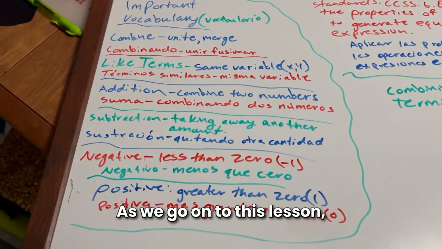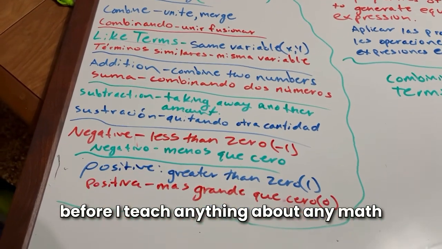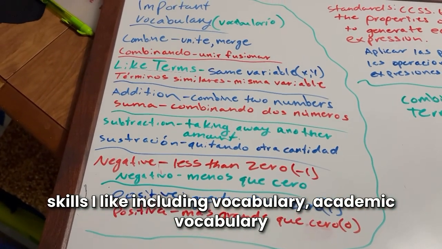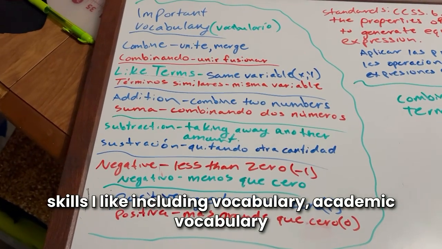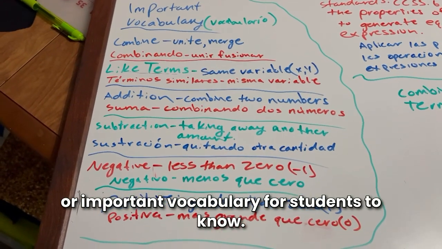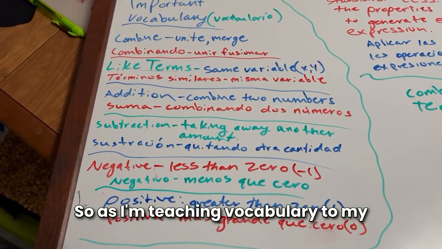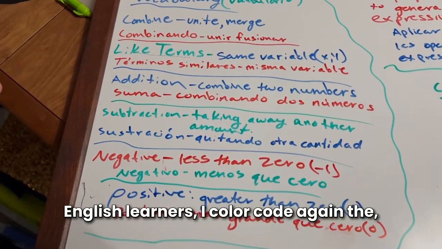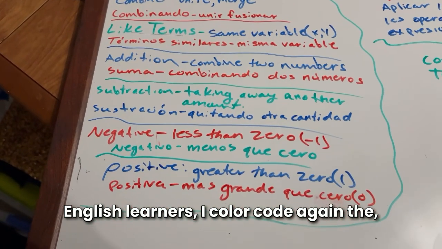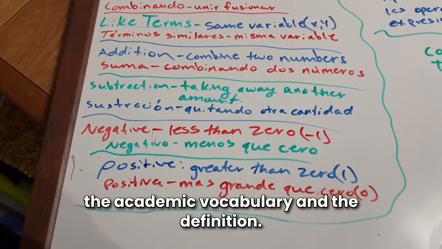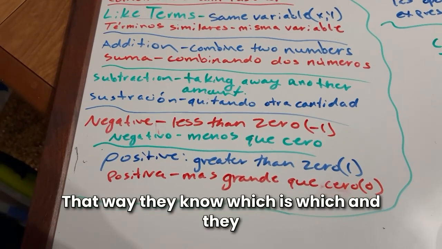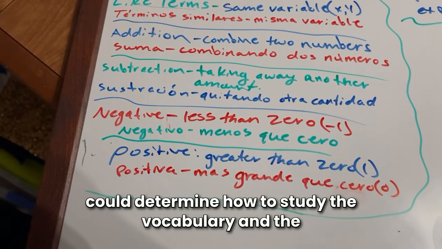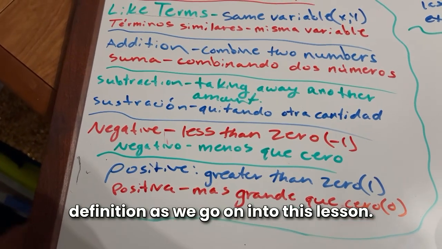As we go on to this lesson, before I teach anything about any math skills, I like including academic vocabulary, or important vocabulary for students to know. As I'm teaching vocabulary to my English learners, I color code the academic vocabulary and the definition again. That way they know which is which, and they can determine how to study the vocabulary and the definition as we go on into this lesson.